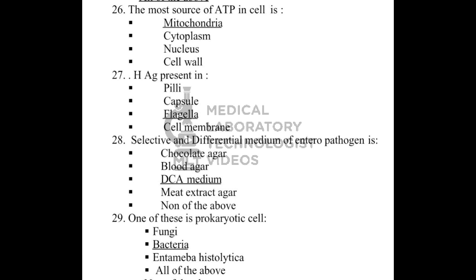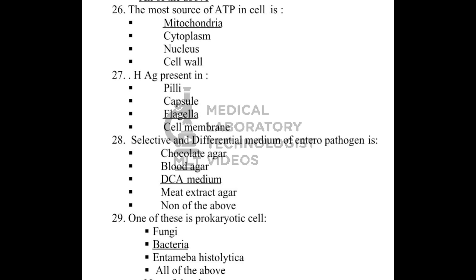Next is, H antigen is present in which part of bacteria? Options are pili, capsule, flagella, and cell membrane, and answer is flagella. H antigen is present in flagella. Next question is, selective and differential media of enteropathogens: chocolate agar, blood agar, DCA medium, deoxycholate agar, and meat extract agar, none of the above, and answer is DCA medium.